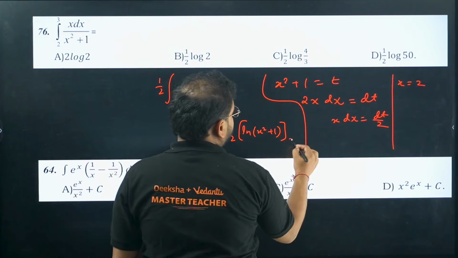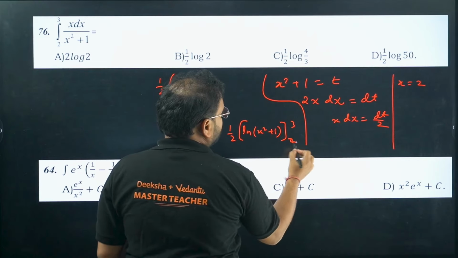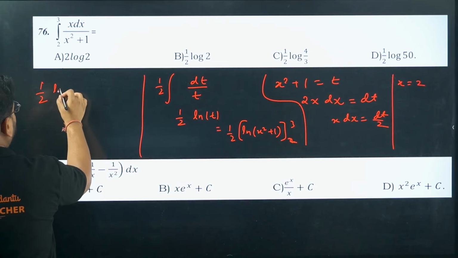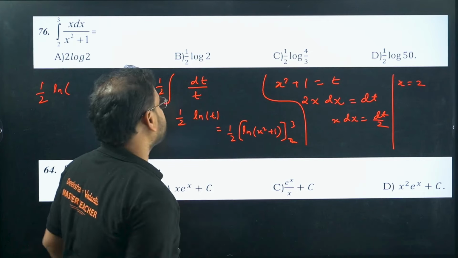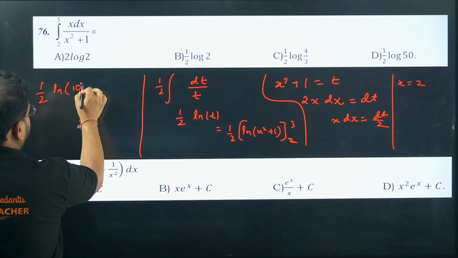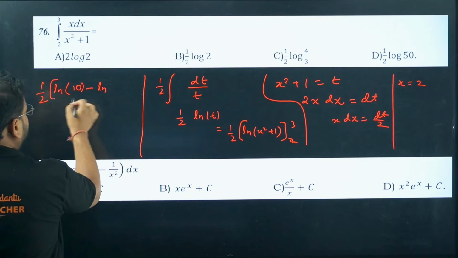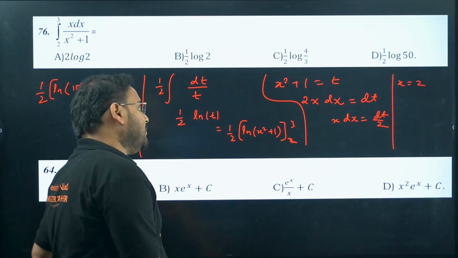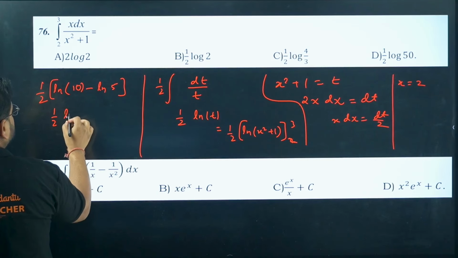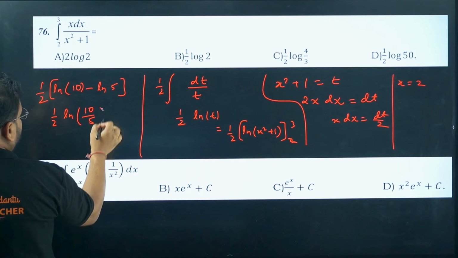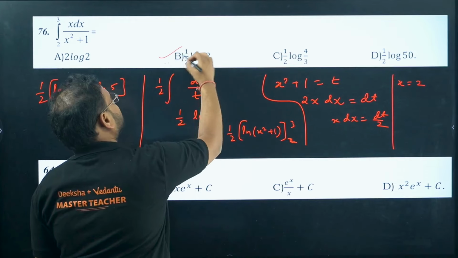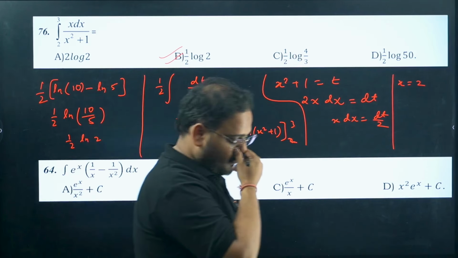Put the limits over here, 2 to 3. Yes. So we have 1 by 2, and ln. If I put 3, then I'll get what? 3 square plus 1, that is 9 plus 1, so 10. And minus ln, this is upper limit, right? Lower limit will be 2 square plus 1, that is going to be 5, right? So ln 5. Log a minus log b is what? No surprises there, a by b. Answer is 1 by 2 ln 2. 1 by 2 ln 2 is option B here, please check.